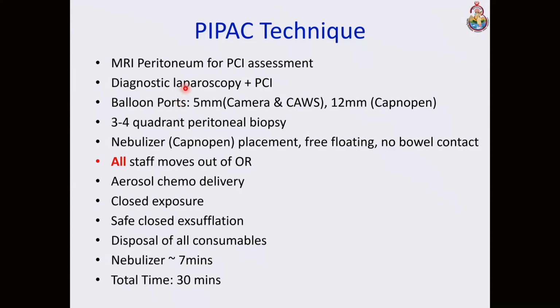In the initial part, we do a diagnostic laparoscopy and find out the PCI surgically. However, the port placement should be minimal. Generally, 2 ports are advisable: 5 mm for the camera and the closed outlet suction, and 12 mm for the Capno pen. It is advised that every time you go in, you should do at least 3 or 4 quadrant peritoneal biopsies. These are very small 3 to 5 mm biopsies.